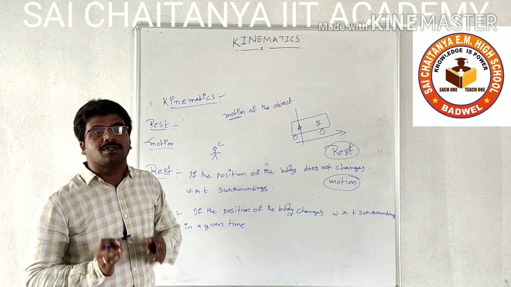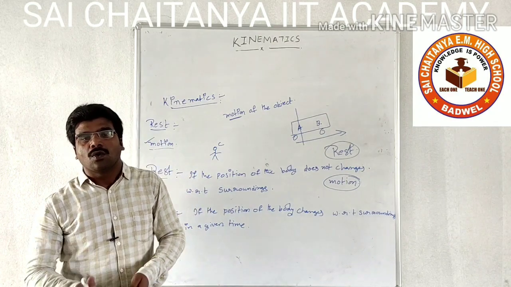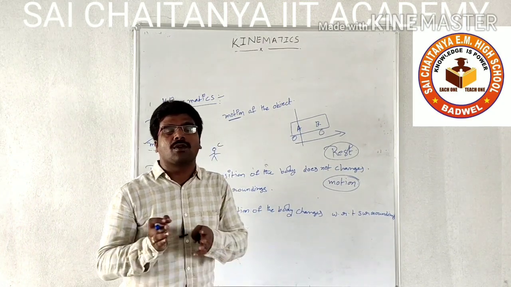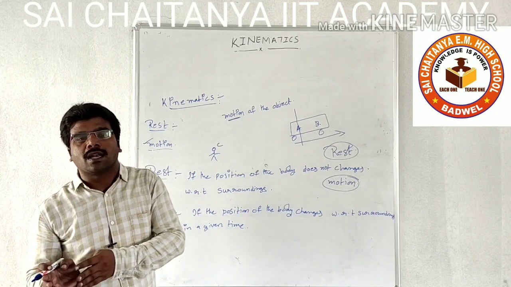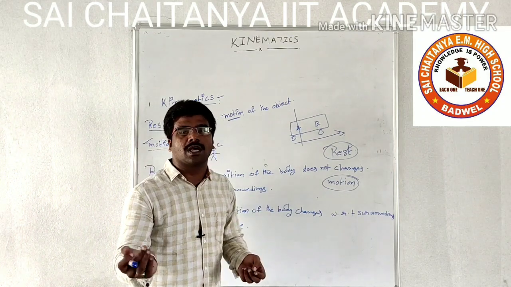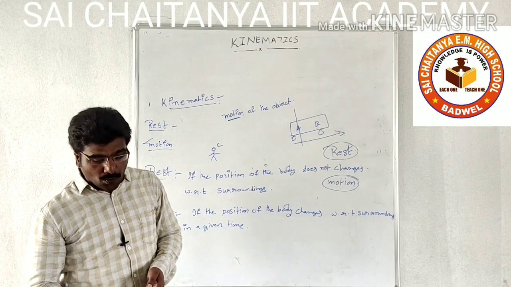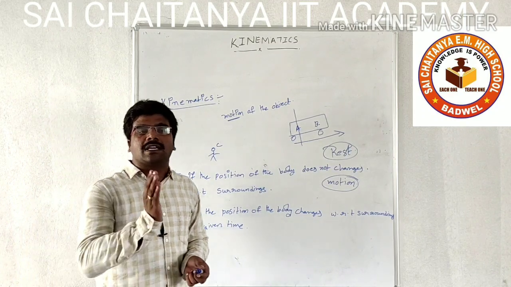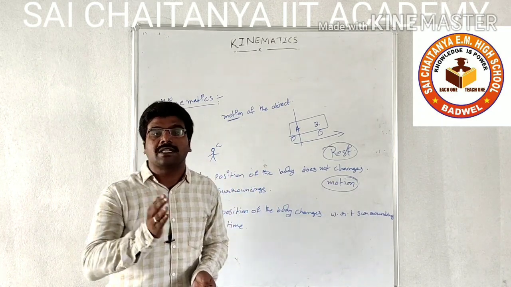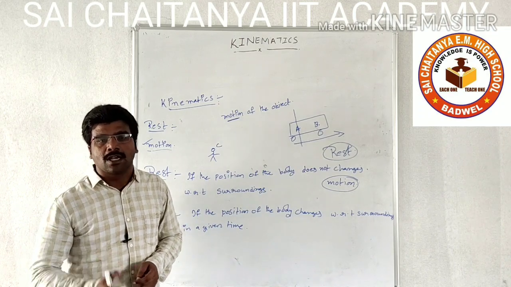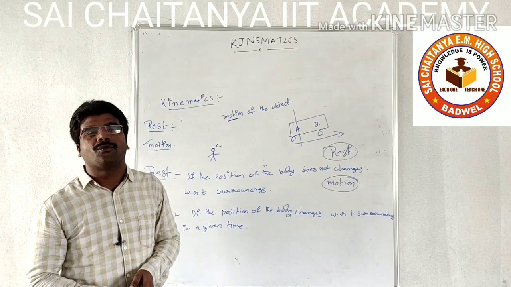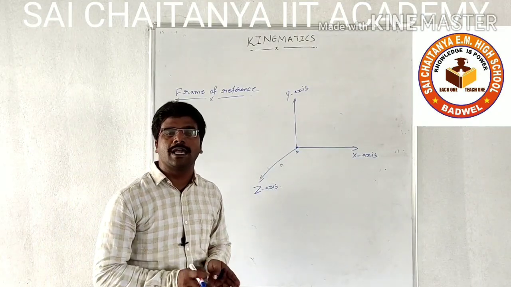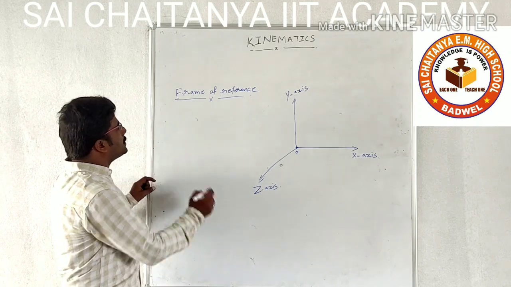So in order to say whether a body is at rest or in motion, one thing is important, that is the frame of reference. Absolutely, we cannot say whether the body is at rest or in motion; we can say only by the frame of reference. What is a frame of reference? It is a coordinate system which describes whether the body is at rest or in motion. That is known as the frame of reference.